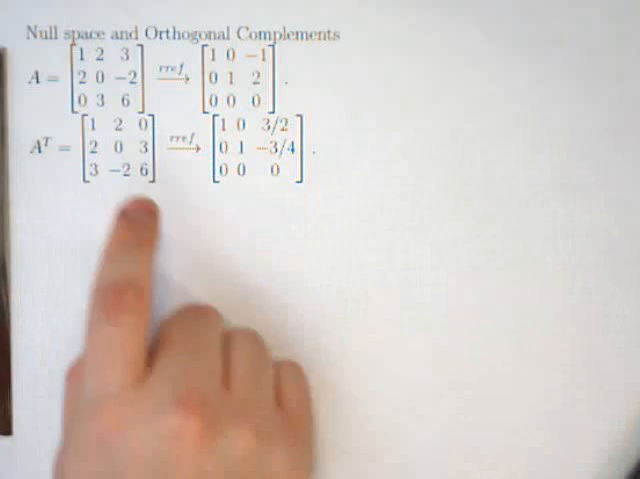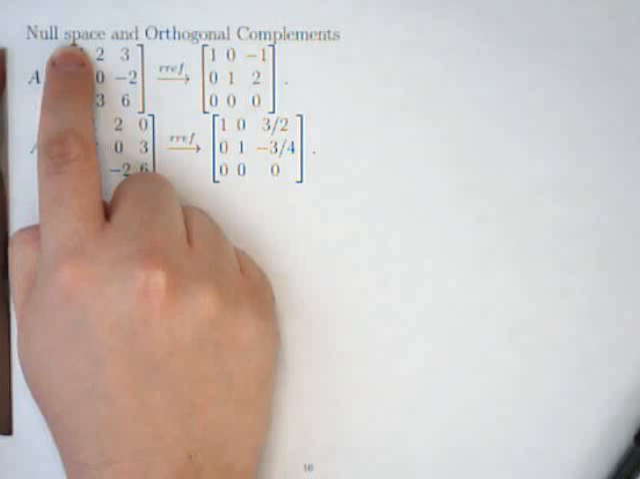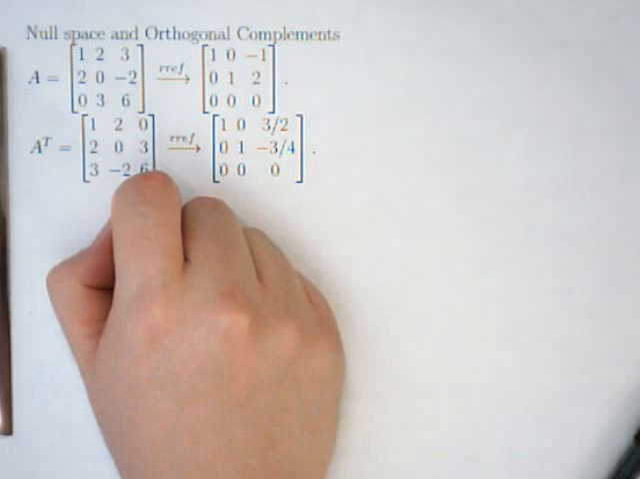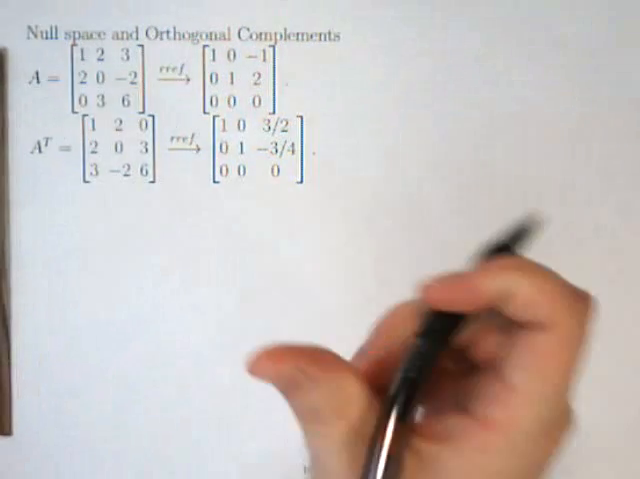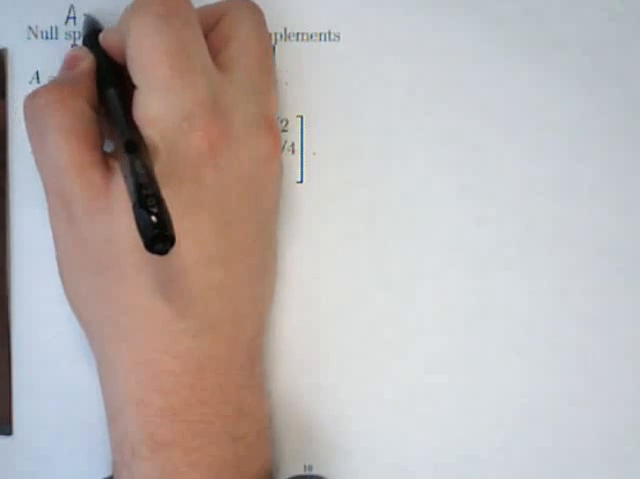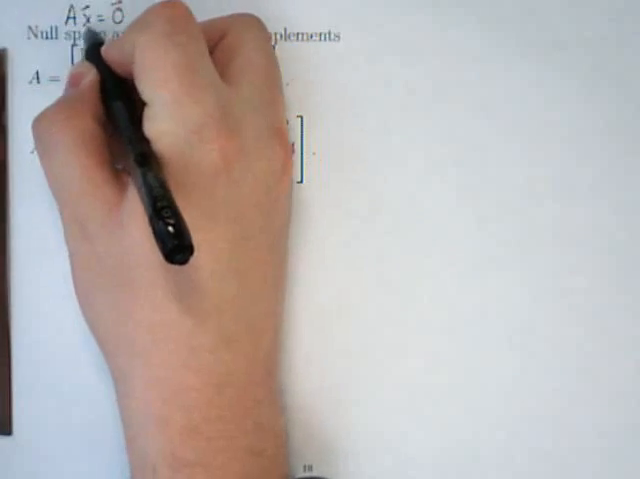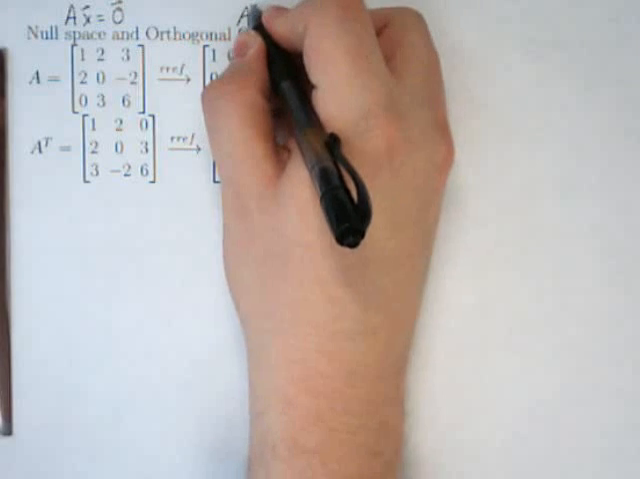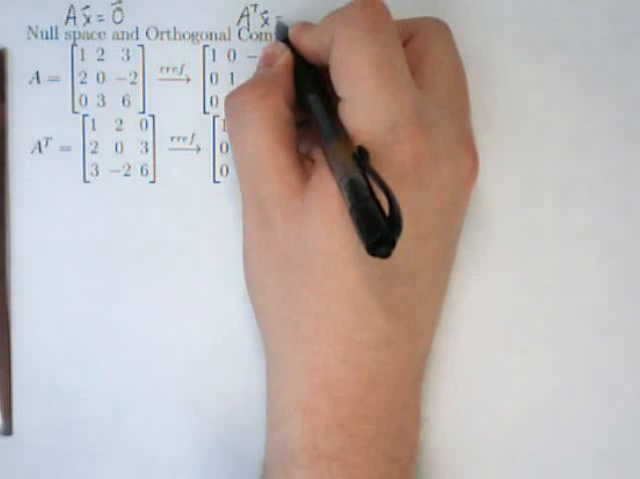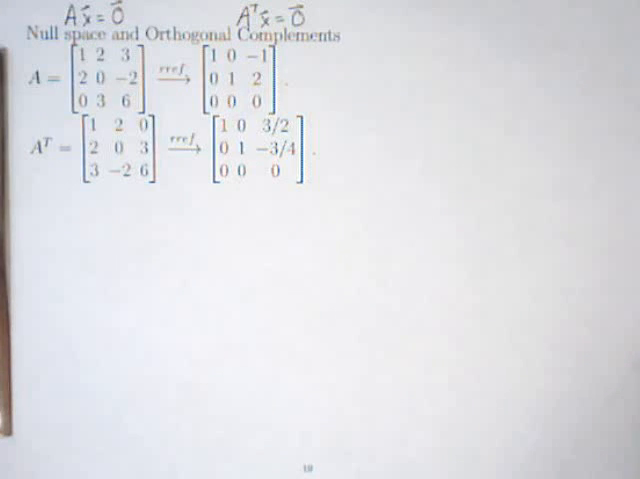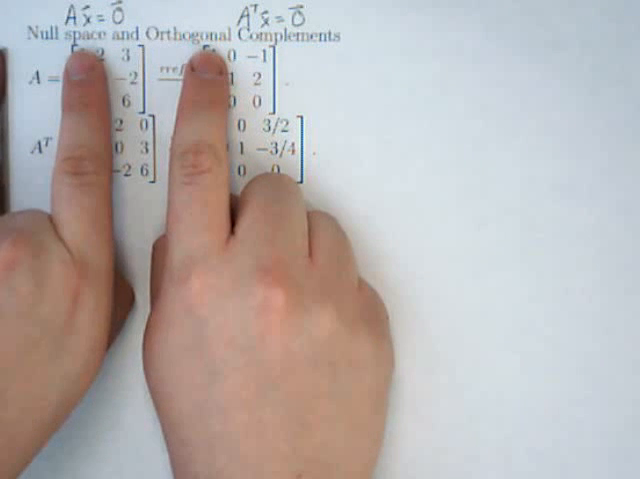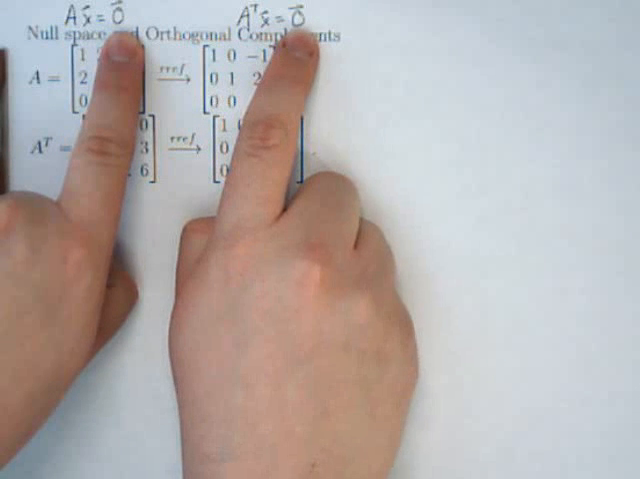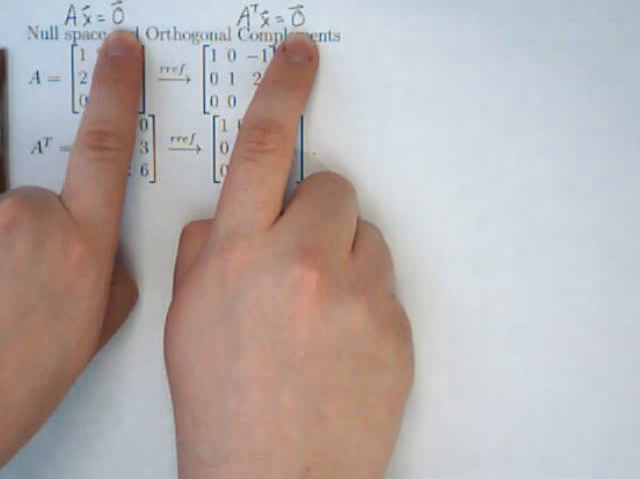In this screencast, we're going to look at two additional vector spaces associated with matrices: the null space and orthogonal complements of matrices. The null space is precisely the set of solutions to A times a vector equals 0. For orthogonal complements, we'll discover why it's the set of solutions to A transpose x equals 0. Both of these vector spaces come from solving a system of equations in which the right-hand side is 0. Such a system is called a homogeneous system of equations.